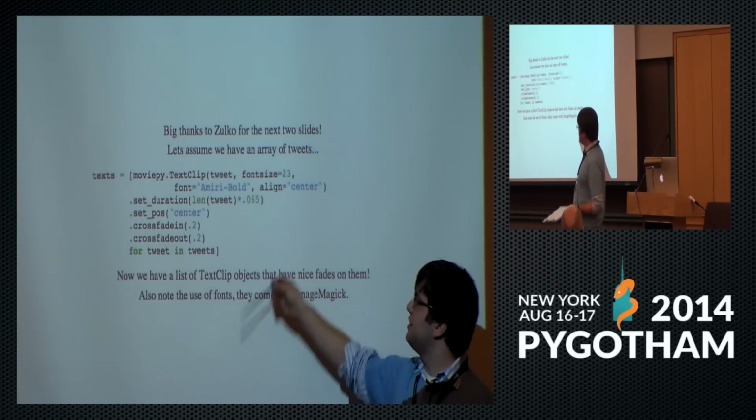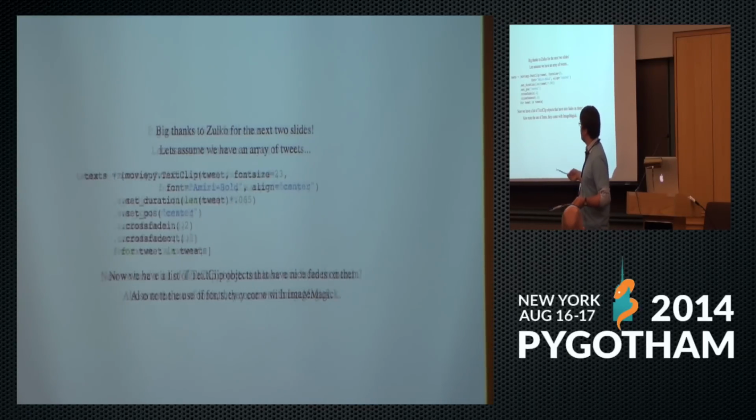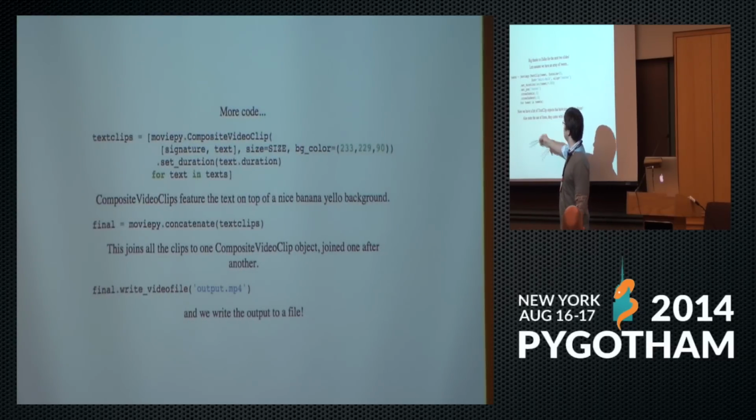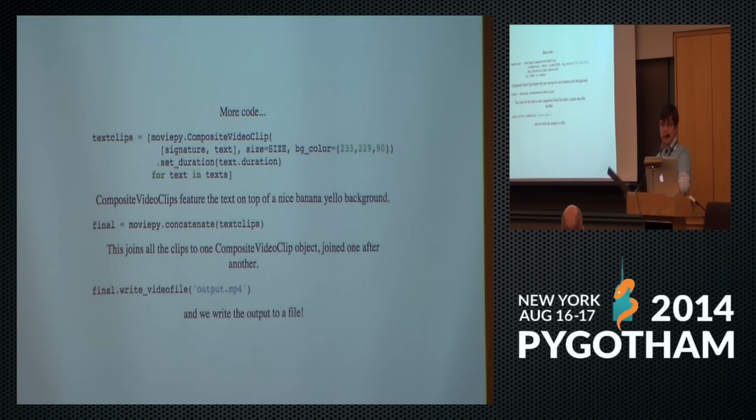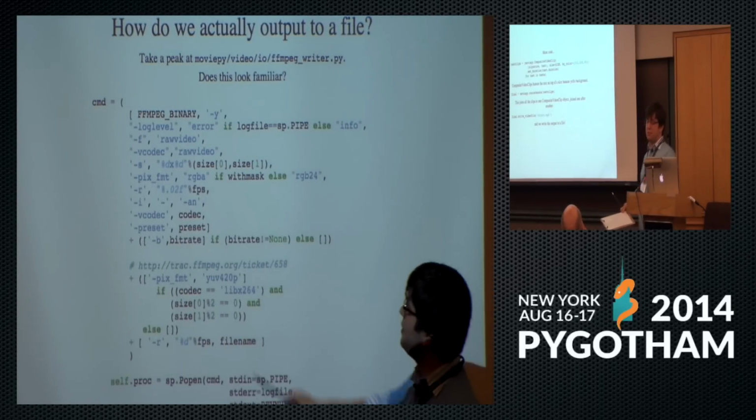So yeah, here we go. Our aggregator collects tweets. For tweet in tweets, we create a clip of it. Super easy. And then we put those tweets together using the composite video clip, which will hold all of our smaller clips, concatenate them, and write them out to a file. Super simple.